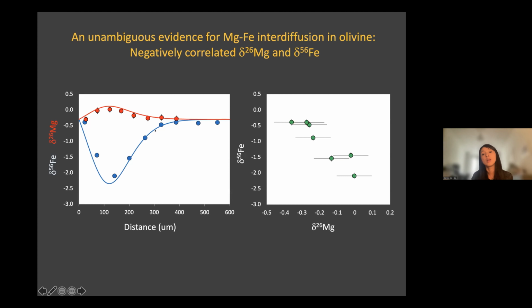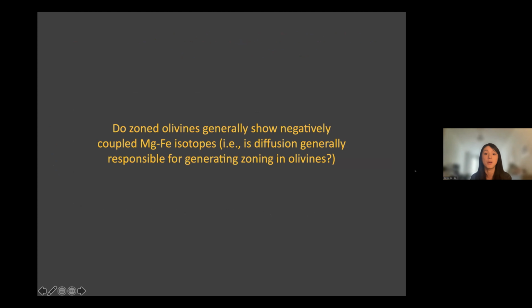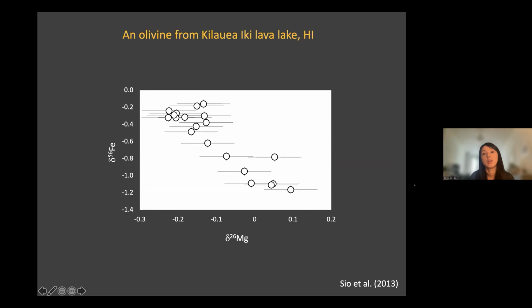So knowing this, we can try and make use of this negative correlation and answer the question, do zoned olivine generally show negatively coupled magnesium iron isotopes? A different way of asking this question is, is diffusion generally responsible for generating zoning in olivines? So this grain that I've studied in 2013, an olivine from Kilauea Iki Lava Lake, Hawaii, shows this negative correlation. So in this case, yes, diffusion is responsible for generating zoning in the olivine studied.